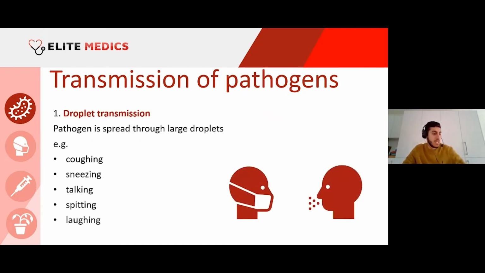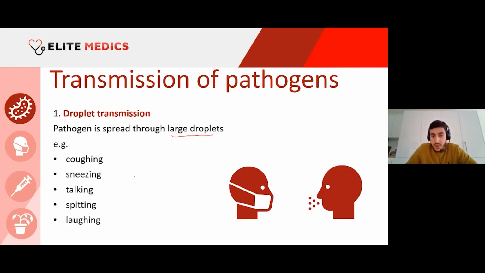I discussed some of these before, but you need to be a bit more aware of how it's passed on. Droplets is one way, so droplet transmission: the pathogen is spread through large droplets, for example coughing, sneezing, talking, spitting, laughing. COVID was believed to be droplet transmission, because when you talk you release droplets that you probably don't see, but they're released into the air and could be inhaled by someone else.